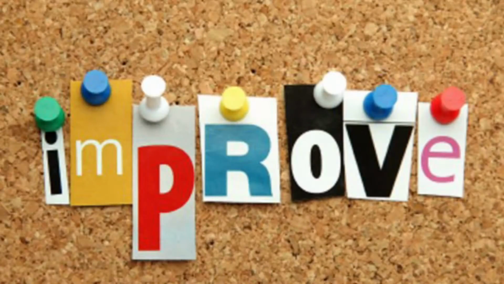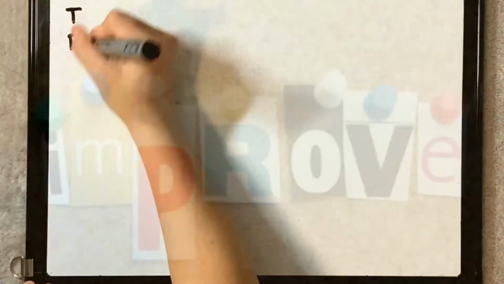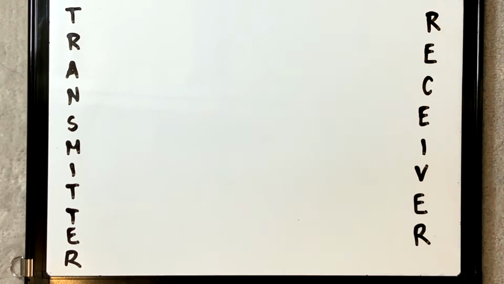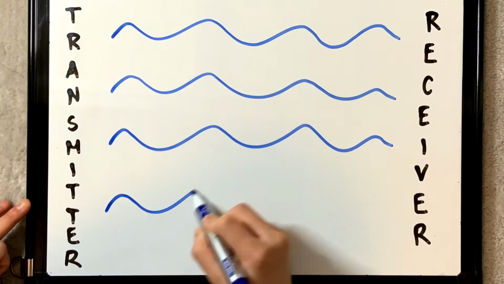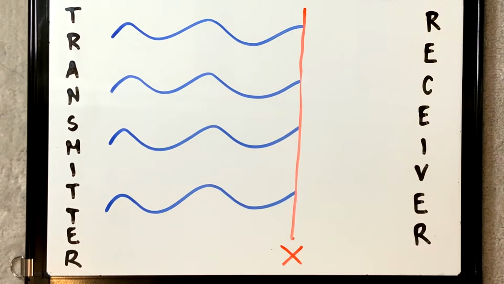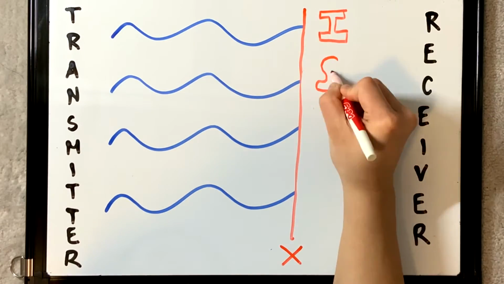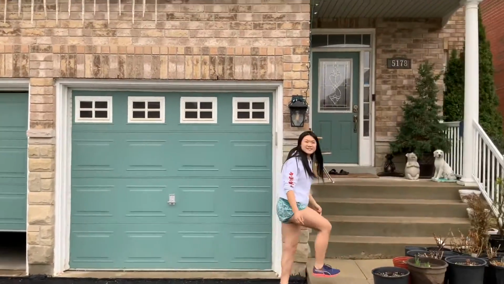Okay, so what can be done to improve them? A frequent problem that arises is that the wave produced by the transmitter is interfered with before arriving at the receiver. Although I'm unsure of a way to solve this problem, I do believe it is an issue that must be accounted for. Now you can follow me along into the house.